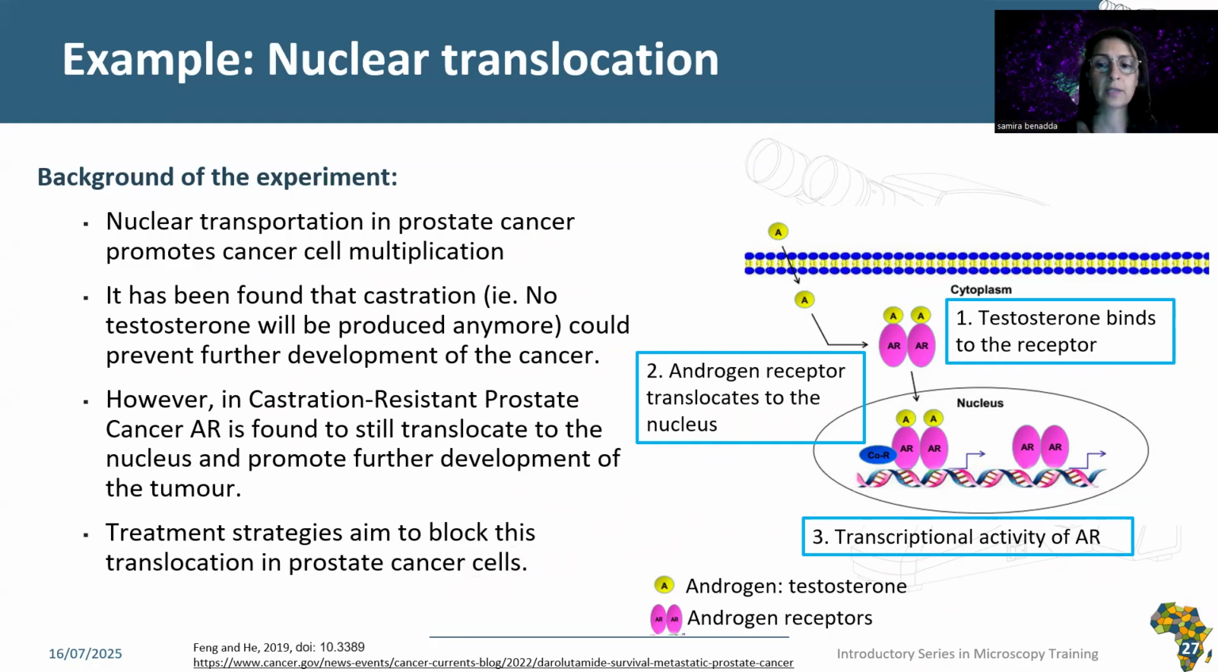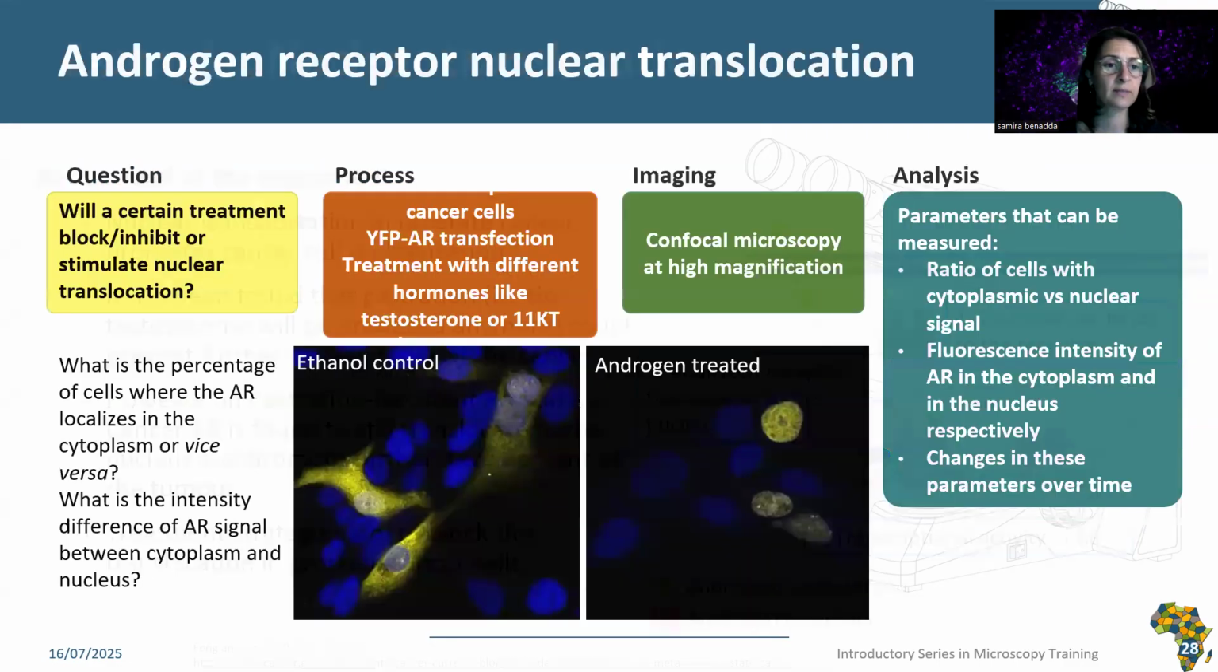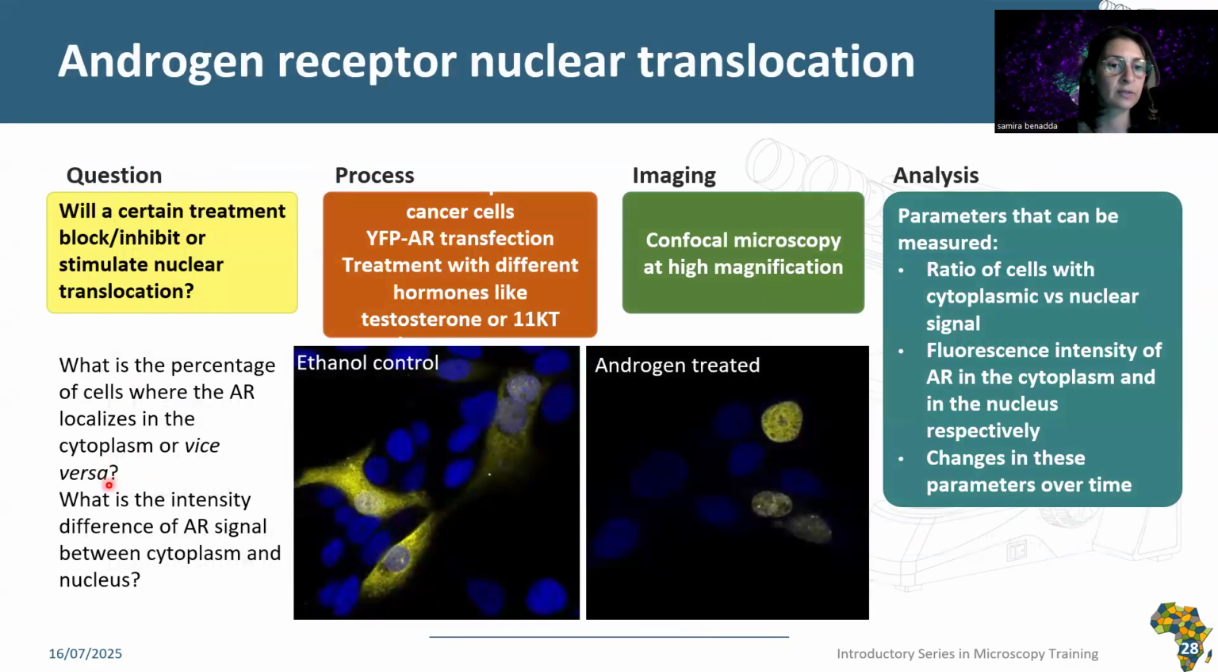So they are trying to understand why it is still translocating. Can we stop this translocation? Obviously, they want to see movement and the localized signal concentration. How much of the androgen receptor is in the nucleus compared to the cytoplasm? So this is our question.